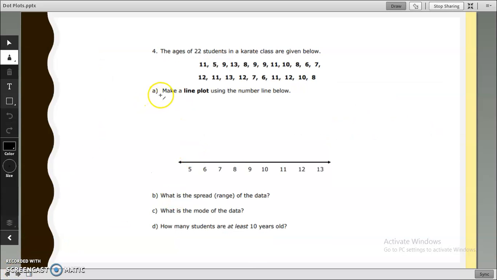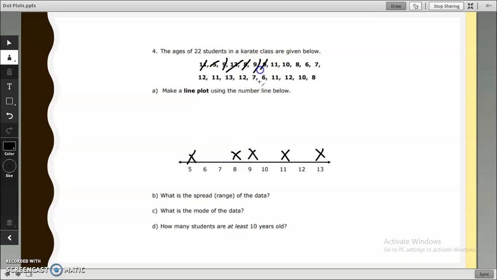All right, the next one. It says the ages of 22 students in a karate class are given below. Here they are. It says make a line plot. So again, I'm just going to go ahead and put those points on there. So I have a 11, a 5, a 9, a 13, an 8.